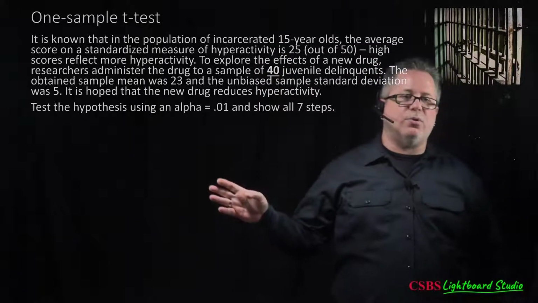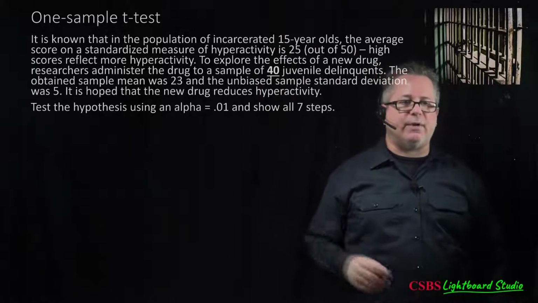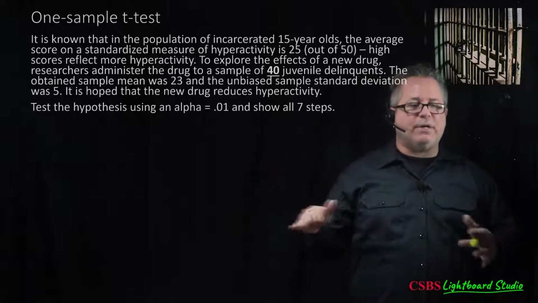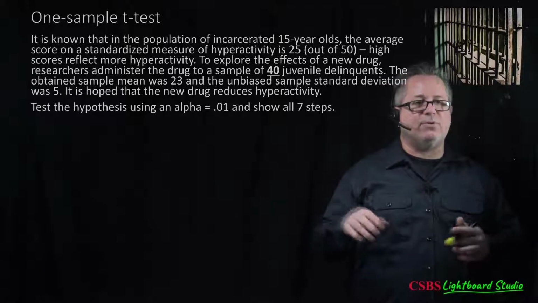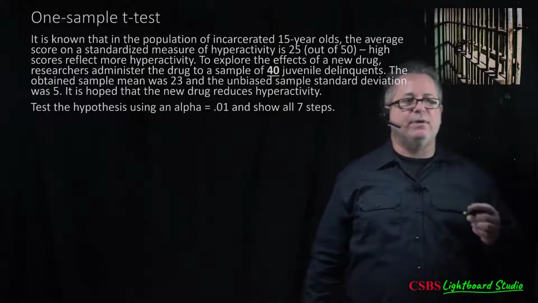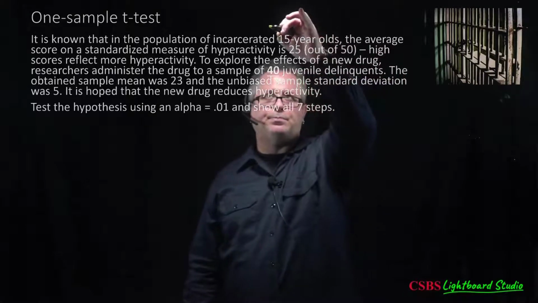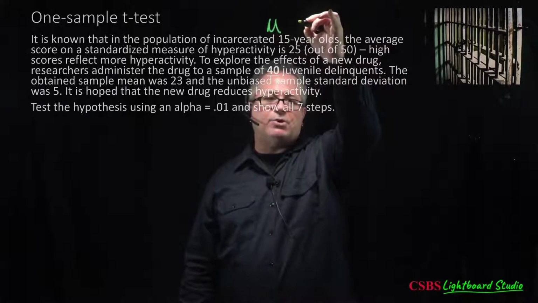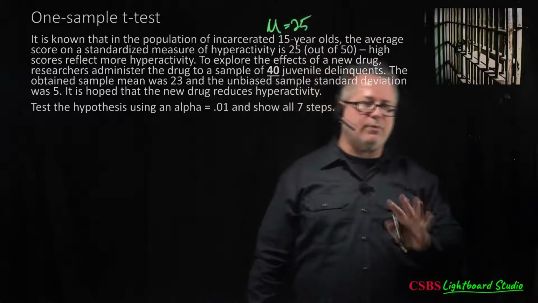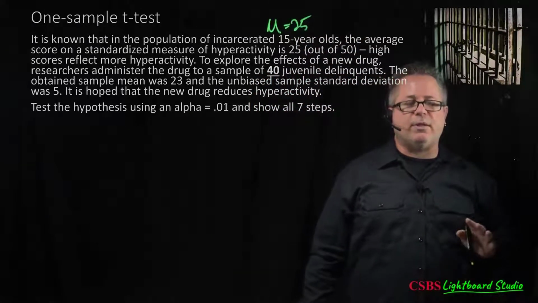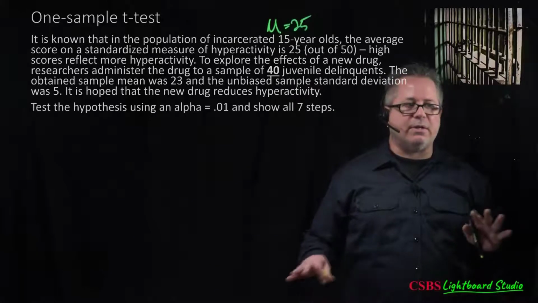The average score on a standardized measure of hyperactivity is 25. So that's in the population, right? The measure of hyperactivity, the average is 25. So we're given that the population mean equals 25. That's something we're actually provided with. But it doesn't say anything about the population standard deviation, so that's not there.